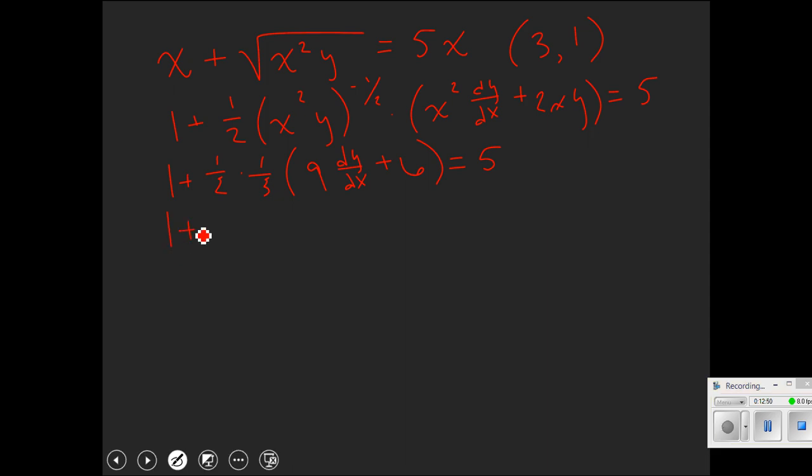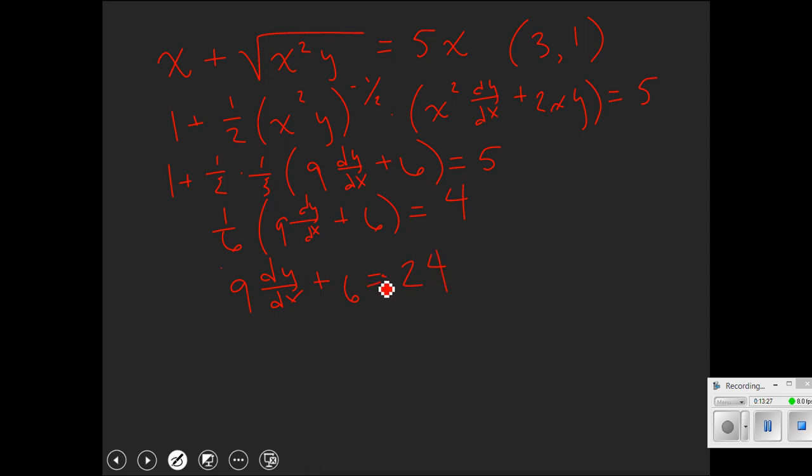So 1 plus 1/2 times 1/3, and then times 9 dy/dx plus 6, and then equals 5. So we have 1 plus 1/6, and then 9 dy/dx plus 6 equals 5. And that's where I was, I was trying to subtract the 1 over to the other side when it froze. So I want to move that 1 over. So this becomes 4 because I'm subtracting. Okay, I'm going to multiply both sides by 6 to get rid of the 1/6 there. So we have 9 dy/dx plus 6 equals 24.